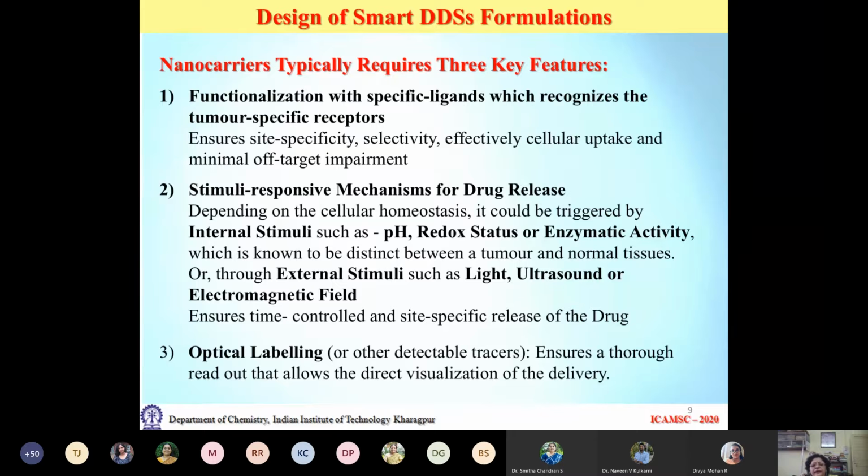Now, if you have done that, comes the point of whether it is reaching or not. How do you know? We should also have an optical label. So we have to design a formulation in which we have the carrier, conjugated or functionalized with a particular type of ligand which is going to recognize the specific receptors in the tumor site, and it should be released on a stimulus, and it should also have a label which is going to give a thorough output and visualization of the delivery.